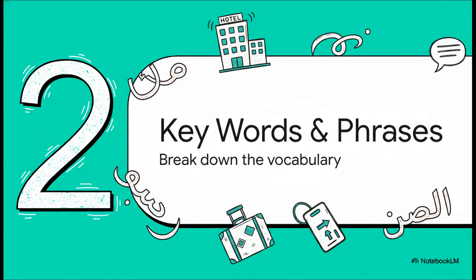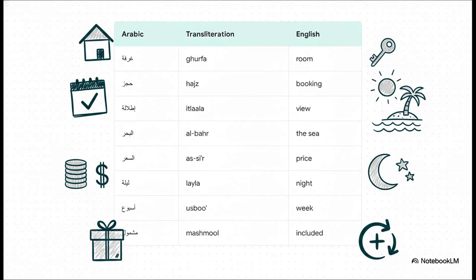All right, that was the full conversation in action. Now let's zoom in and pull out the most important words and phrases, the ones you'll actually need to use. Okay, let's look at the building blocks. You've got ghurfa, that's your room, hajz, that's the booking part, and our star phrase, itlala al-bahr, a view of the sea. Then we have the practical stuff. Asir is the price. Layla is night. And remember that powerful little word usbu? That's week. And mashmul means included. These are really the keys to the whole conversation.